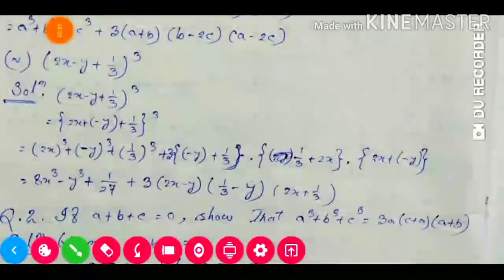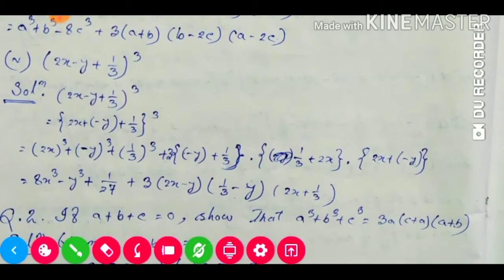Now question number 5. Here a is 2x, b will be minus y, and c will be 1 by 3. So apply the formula: a cube plus b cube plus c cube plus thrice (b plus c) into (c plus a) into (a plus b).